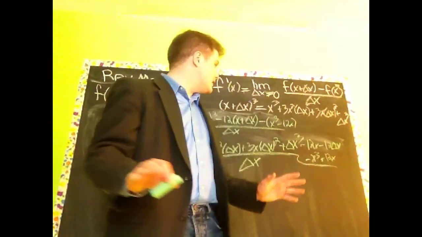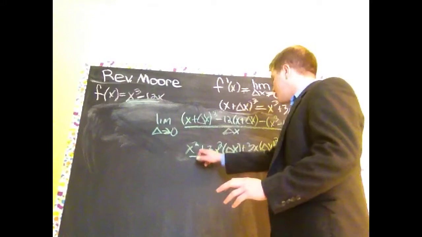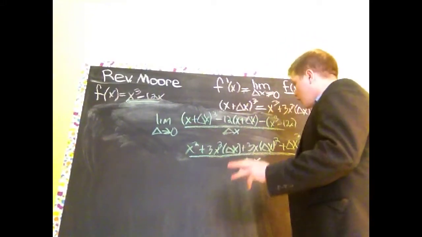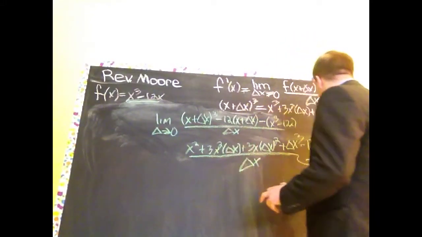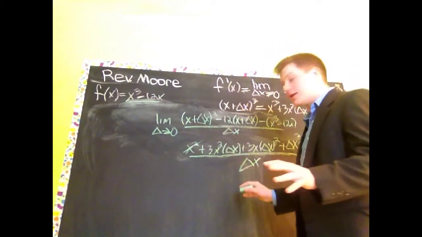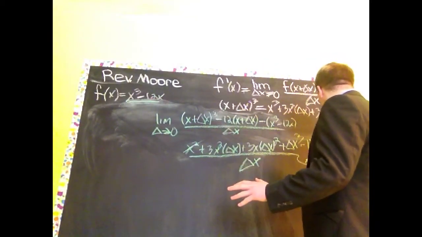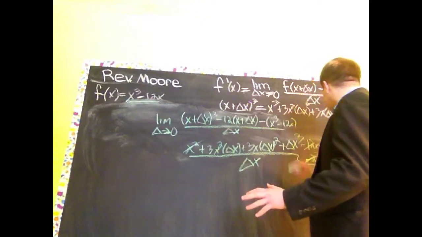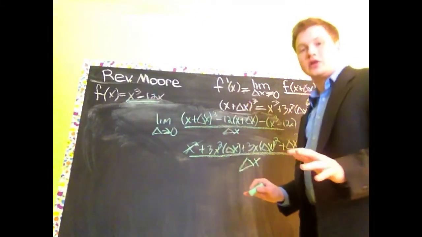Now what we can do is scratch out all the terms that cancel each other out. So we have a negative x cubed and a positive x cubed, so they can cancel each other out. And we have a positive 12x and a negative 12x here, so they cancel each other out as well.